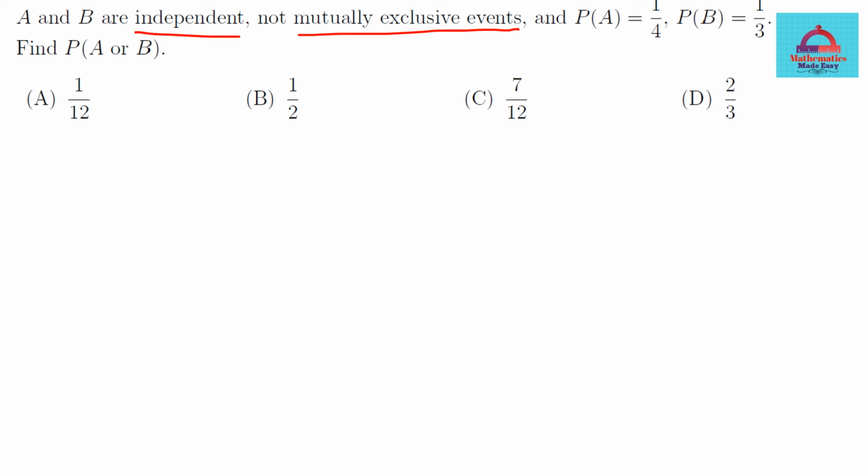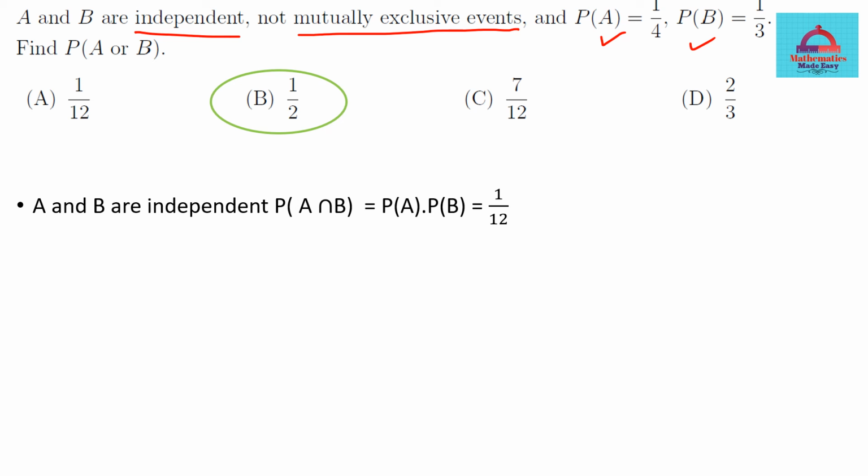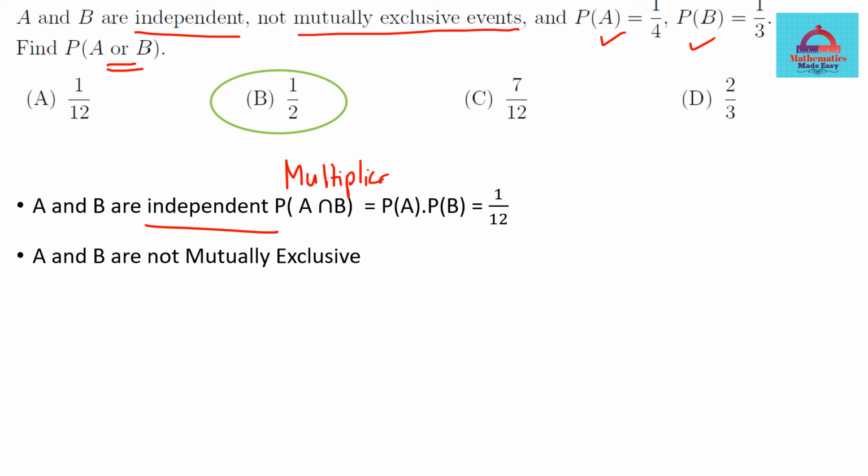And here you are given the probability of both event A and event B. What you need to find is the probability of A or B. So A or B means you have to find the probability of the union. Or is the keyword. And here, because the events are given to be independent, the multiplication rule that we have done is going to apply. So for independent events, the multiplication rule works. That means the probability of A intersection B is the product of the probabilities. Just multiply 1 by 4 with 1 by 3, so you get 1 by 12.